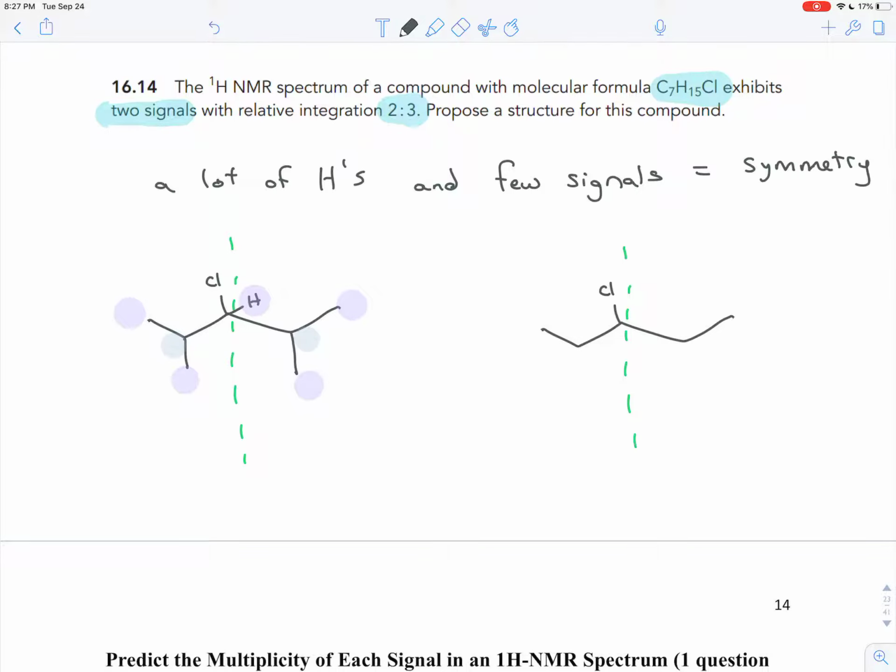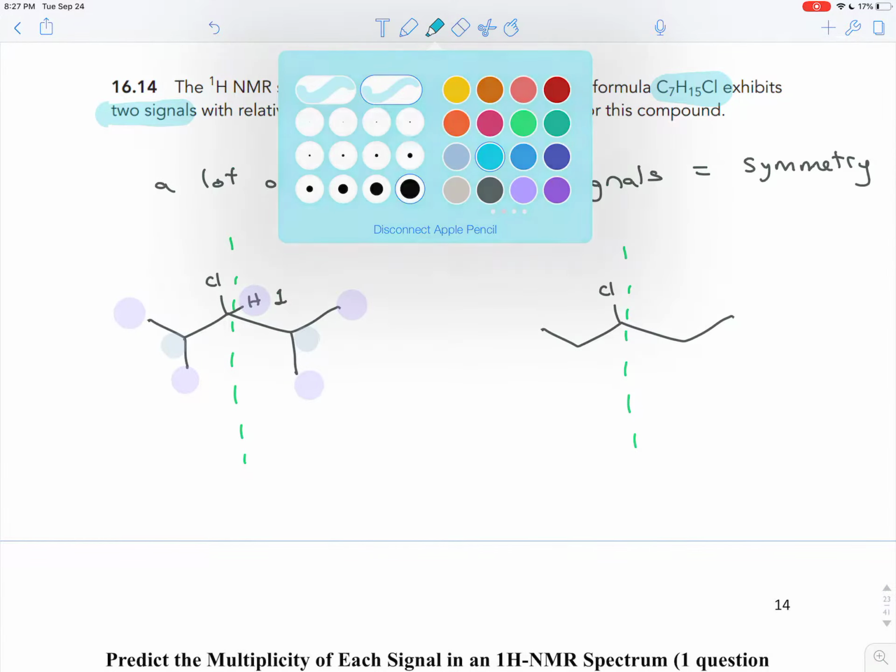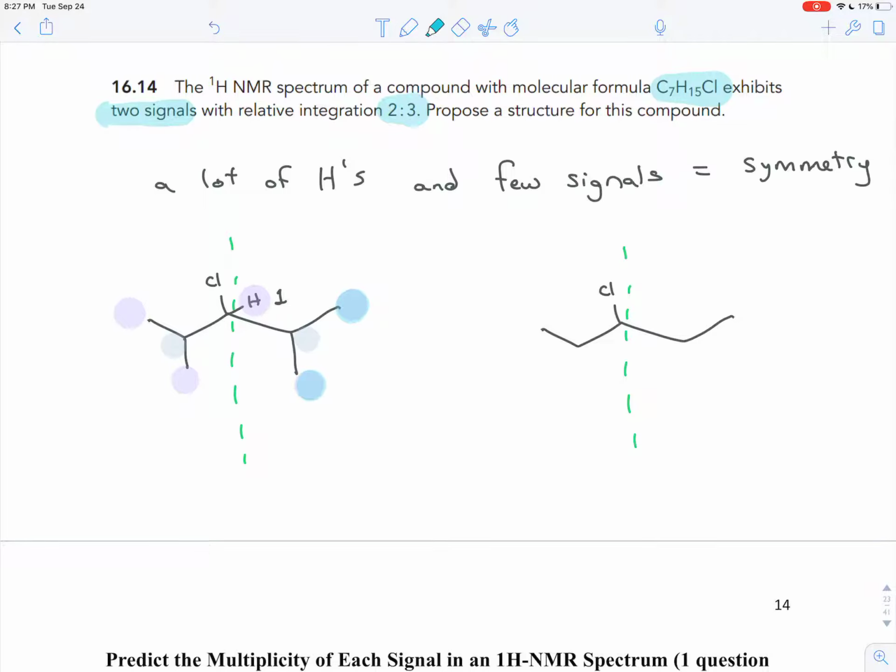So, you'd have these should be a different color, sorry. So these are all in the same electronic environment. So you'd have 1, 2, and 3. So 3 signals here, but we know we should only have 2. And so that can't be the correct molecule.